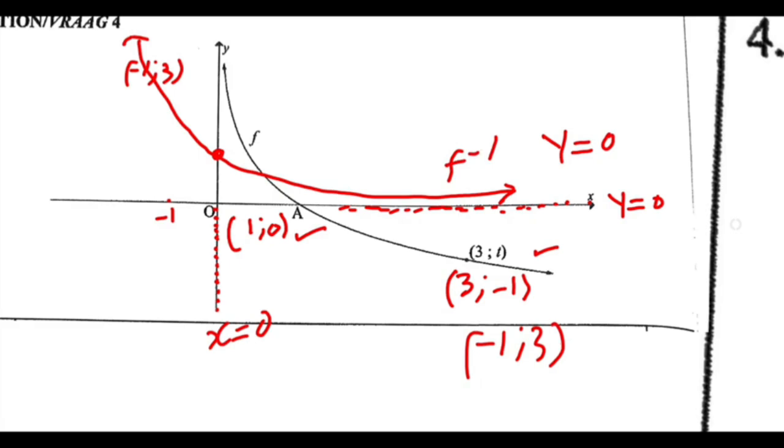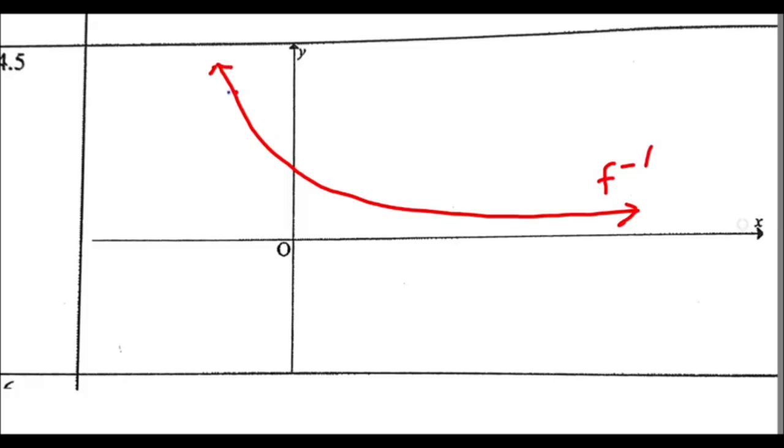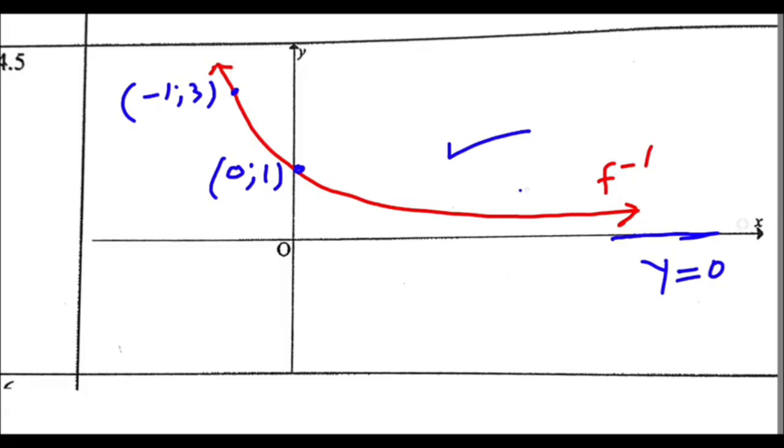So let me draw nicely on the other side of the answer book. I always first draw the graph, then I plot the points. So this is my f inverse. There is the point: x value 1, y value 3, and this will become x value 0, y value 1. Obviously it mustn't touch the x-axis because y equals 0 here. This is the asymptote. So this is my f inverse graph.